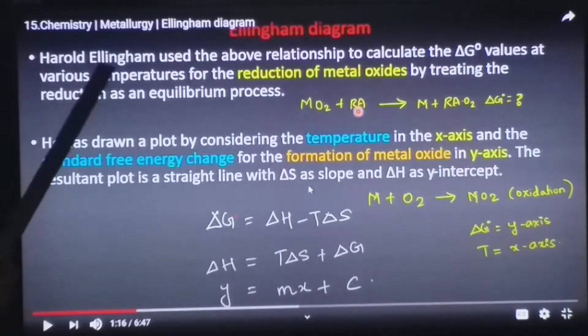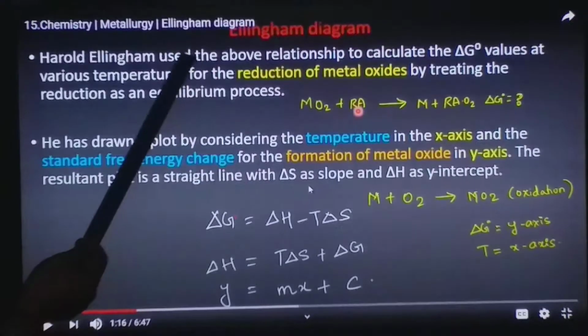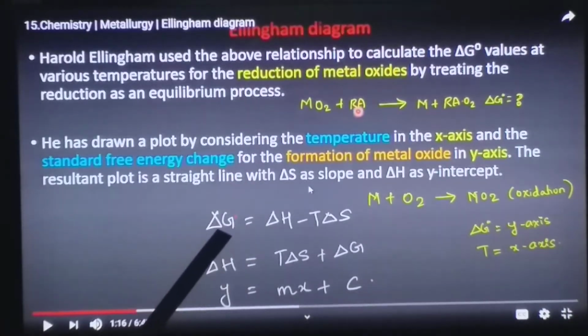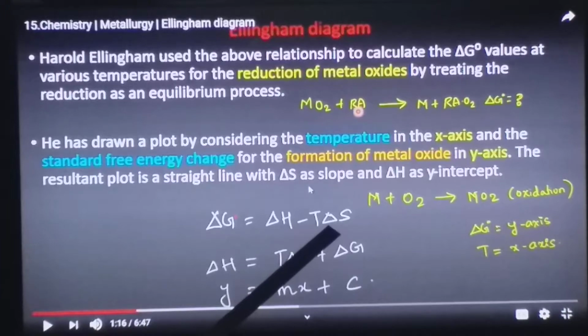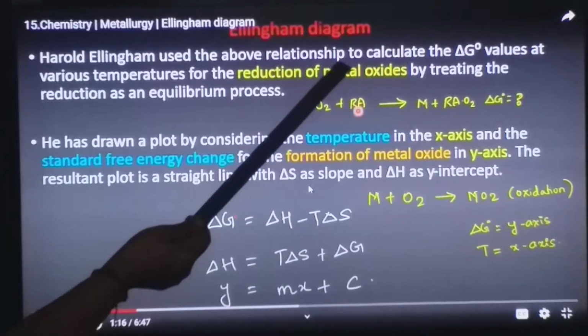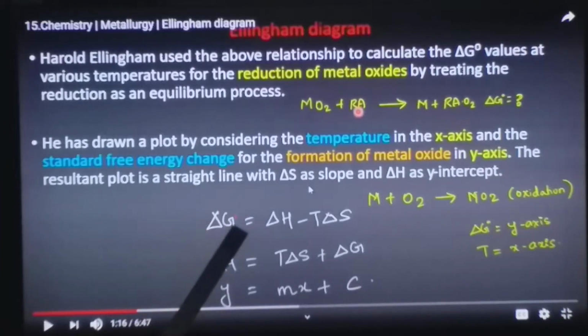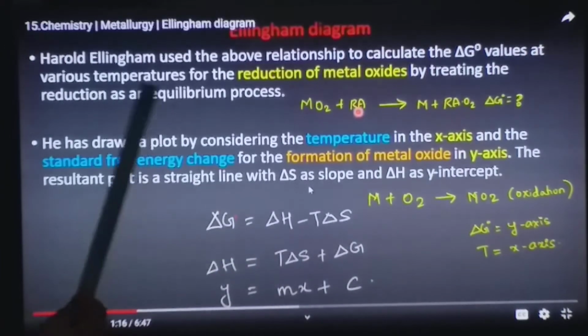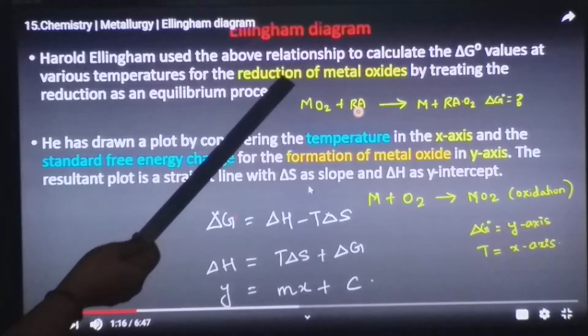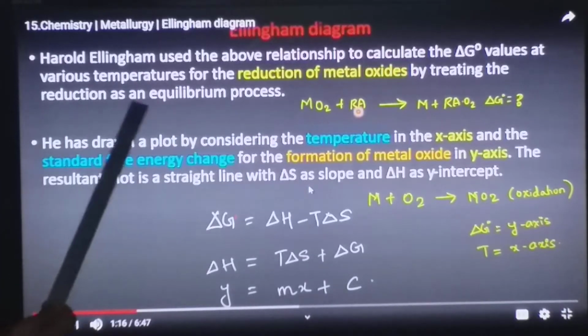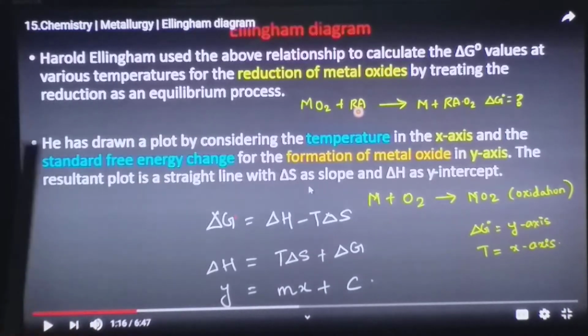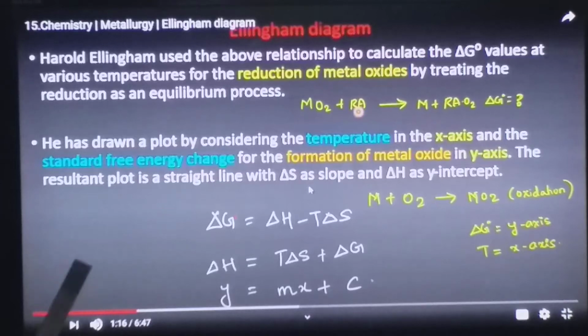Harold Ellingham used the relationship del G equal to del H minus T into del S to calculate the del G naught values at various temperatures for the reduction of metal oxides, by treating the reduction as an equilibrium process. Not all the reactions are actually in equilibrium, but he assumed all the reactions to be in the equilibrium process.